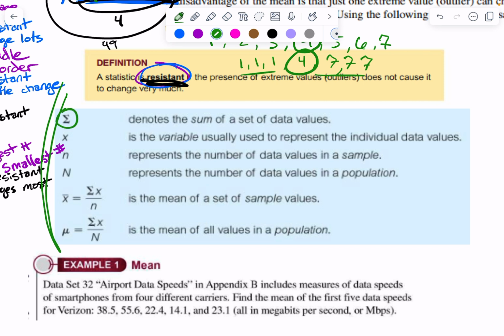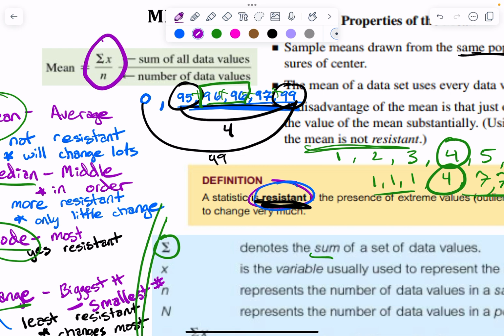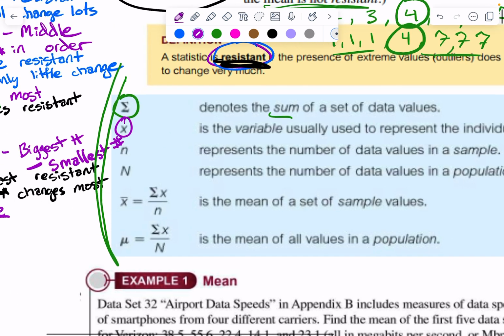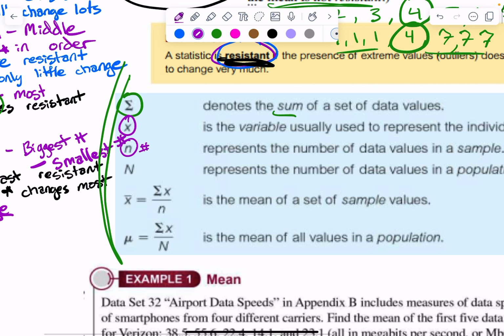So this little guy is something called a Riemann sum. He's a summation, and it just means you're taking the sum, okay? So this is how they denote finding a mean. It is the sum of all of the x values, which are all of the data values, divided by n, and n is the number of data values, okay? So the sum of all x's, the sum of all the numbers, divided by n, okay? X is the variable that is used to represent the individual data values. N is the number in your sample. I'm going to say number in the sample.